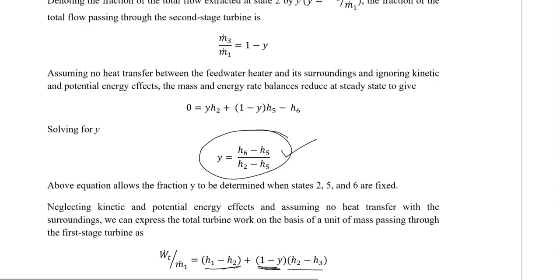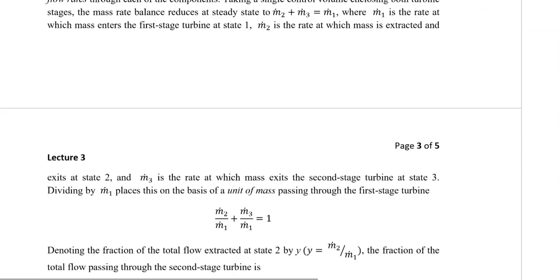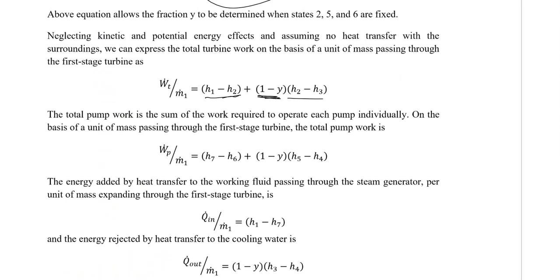Similarly, there would be a pump work as well. The first pump work is from 4 to 5, and if you remember, that is with the reduced mass, that is 1 minus y. And the second pump work is from 6 to 7. At 6, we have got the total mass, so there would be a pump work on the total mass of the system. So pump work from 6 to 7 is on the total mass, while pump work from 4 to 5 is with the reduced mass, that is 1 minus y.